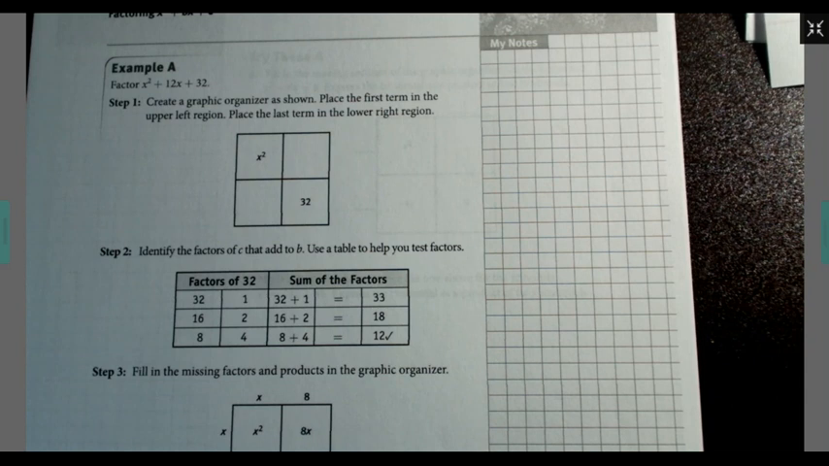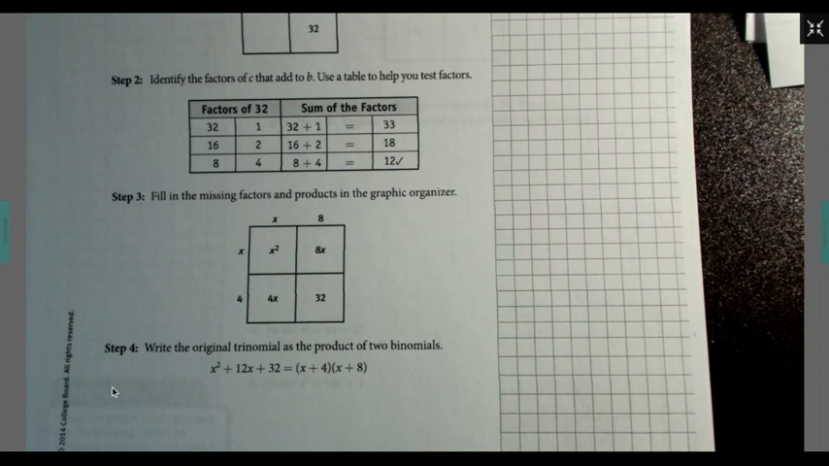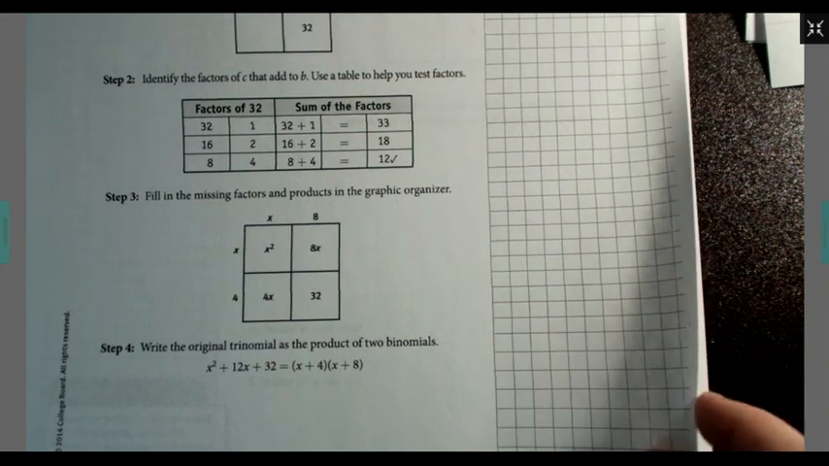Step 2. Identify the factors of C that add to B. Use a table to help you test factors. Step 3. Fill in the missing factors and products in the graphic organizer. Step 4. Write the original trinomial as a product of two binomials.